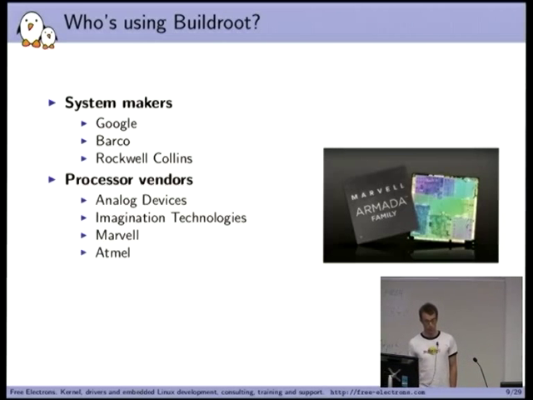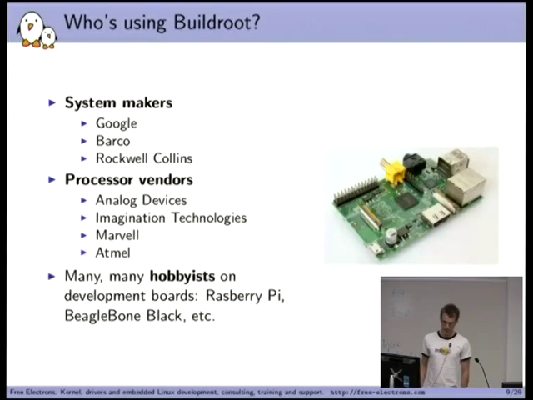We also have a lot of processor vendors that are using Buildroot as their BSP. So they provide their customers a Buildroot that is specifically configured for their own architectures. Like Analog Devices for Blackfin, Imagination Technologies for MIPS, Marvell and Atmel for ARM, and there are several others. And also many, many hobbyists that do embedded Linux development on boards like Raspberry Pi or BeagleBone Black find Buildroot really nice because it's easy and simple.